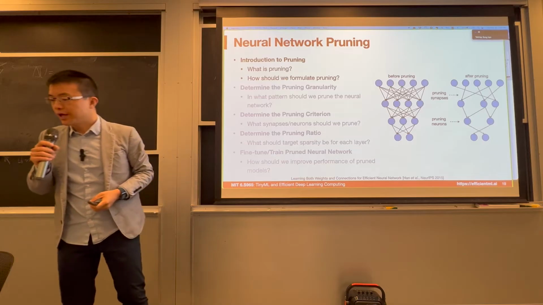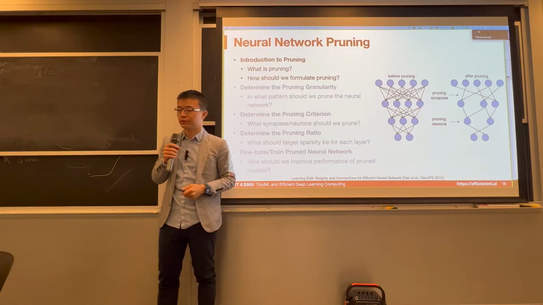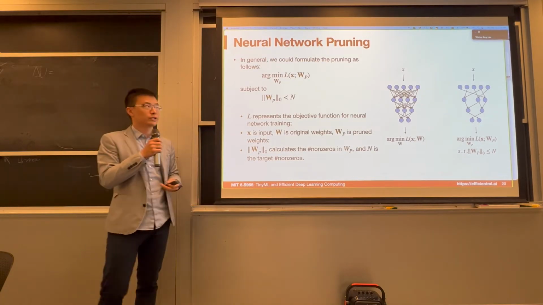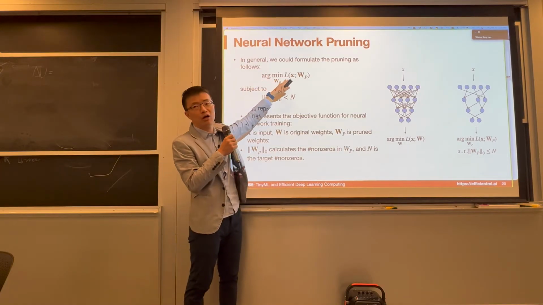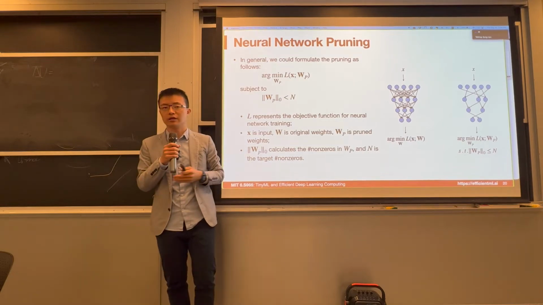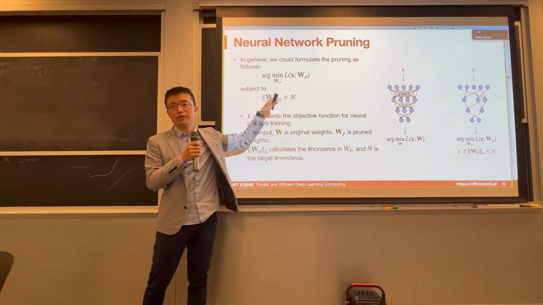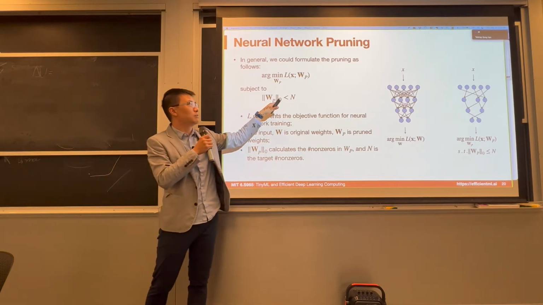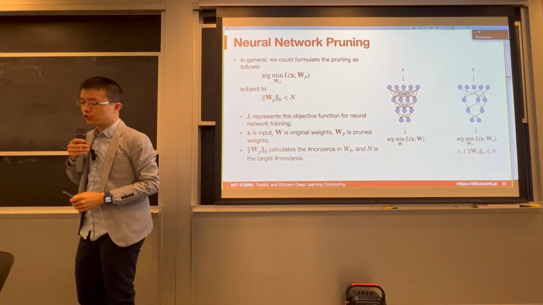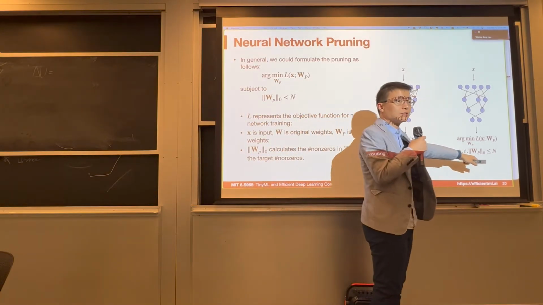All right, so we have seen some basics of pruning and how we should formulate pruning. In general, when we are training neural networks, we try to minimize the loss function by doing SGD on the weights. I assume everyone is familiar with SGD. But with pruning, we have a constraint, right? We have to limit the number of parameters to be smaller than a threshold. So we want to make sure the number of parameters is smaller than n in this case.